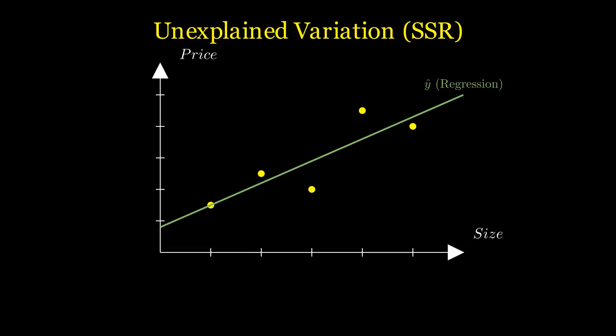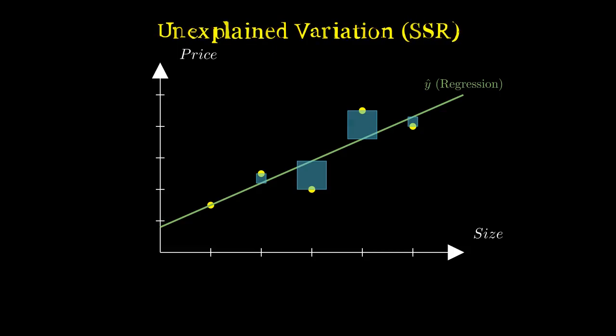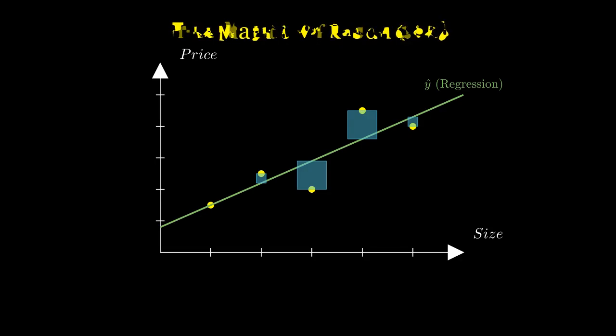But the model isn't perfect. There is still a distance between the actual data points and our regression line. These distances are called residuals, or errors. Just like before, we square these distances to visualize the unexplained variation. This is the sum of squares residuals, or SSR. If these squares are small, it means our line is very close to the data points. If they are large, our model is doing a poor job of capturing the trend.